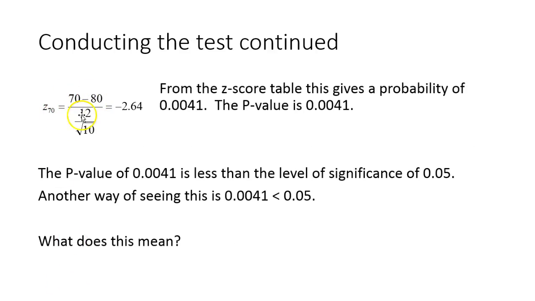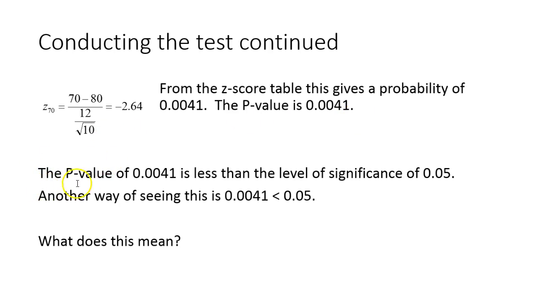So z of 70 with everything plugged in here gives me negative 2.64. I look that up in the z-score table, and I get a probability of 0.0041. Now, the probability in this case, since it was a left tail test, is that number. So when I get the actual probability for the tail that I want, that'll be my p-value. So in this case, if you have a left tail test, it's always going to be the same as the probability you get from the table.